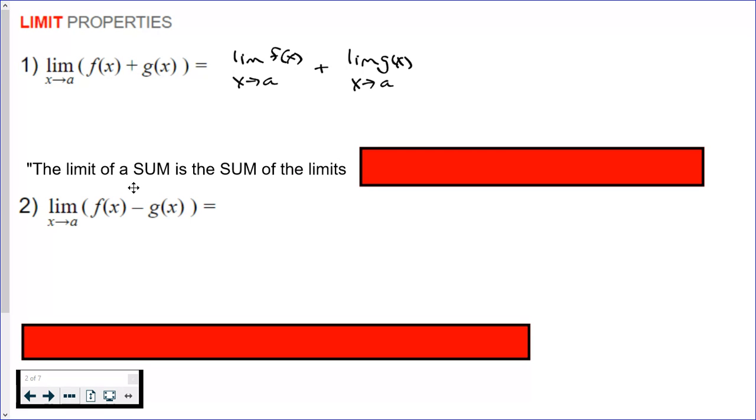On your notes, I gave you a nice little horizontal line. You're writing this down on that line. All right, and you can look at it here. This is a sum. I'm adding two functions, f and g. So the limit of that sum is simply the sum of the two individual limits. Okay, so that's the limit sum property. Nothing too bananas about that.